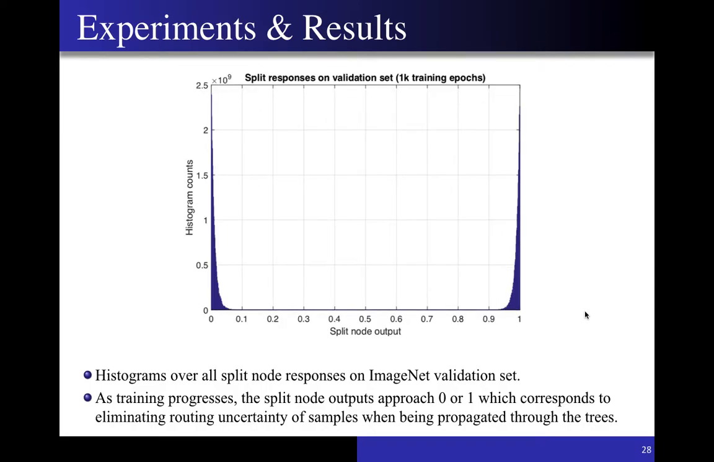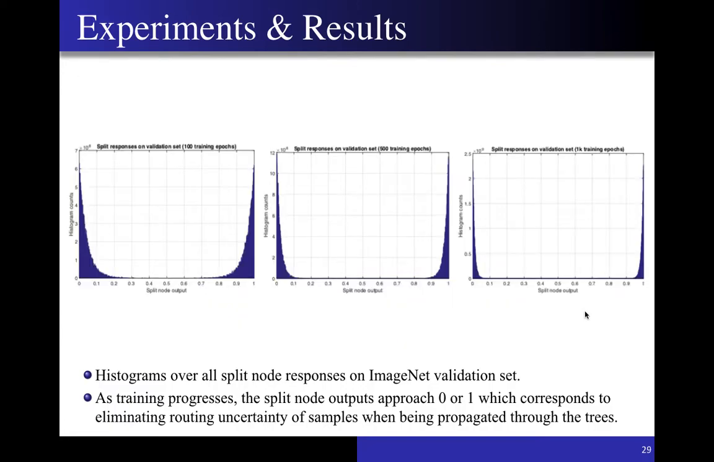And in this slide, this is the final histogram after 1000 training epochs. Here we can see all three images. This one is after 100, this is after 500, and this is after 1000 training epochs. We can see that the split becomes successively more prominent in these images, and it is most prominent in this final histogram.